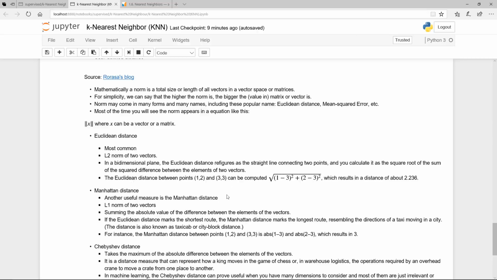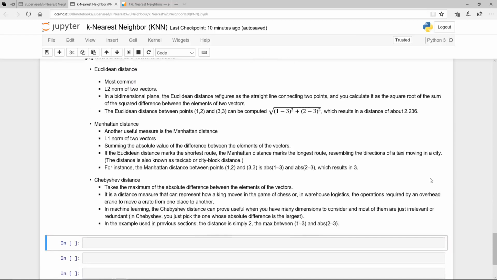Essentially, if you have two points, (1, 2) and (3, 3), the distance is: you take x1 minus x2 and square it, plus 2 minus 3 squared, and square root the whole thing. That gives you the distance. So that's really Euclidean. Basically, it's the straight line connecting two points, the direct and the fastest way. And then you have the Manhattan.